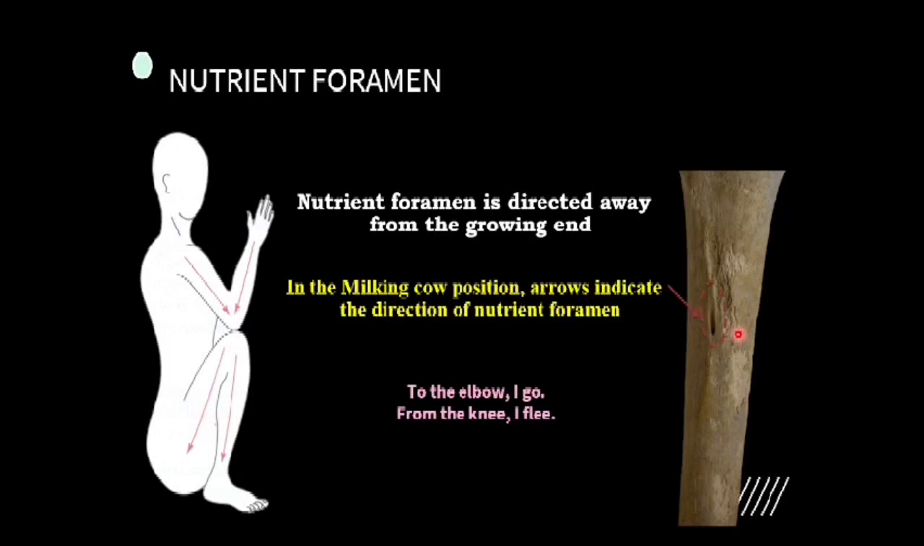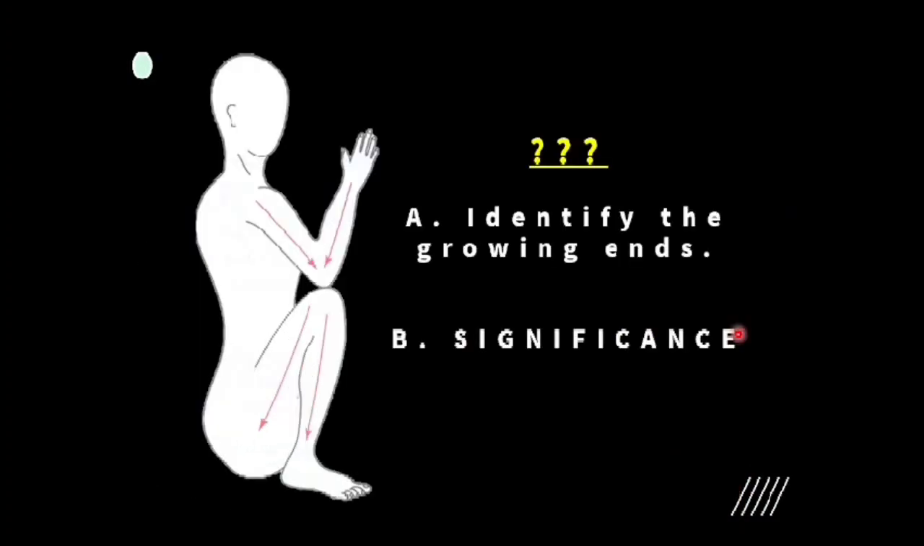So that means the growing end is the opposite region. Whereas in the lower limb, you can see the nutrient foramen are directed away from the knee. Since you know the nutrient foramen, can you identify the growing ends in the upper limb and lower limb? So in the upper limb, you can say the region of the shoulder and the wrist end are the growing ends, whereas in the lower extremity, the knee ends of the femur and the tibia and fibula. That means the lower end of femur and upper end of tibia and fibula are the growing ends.